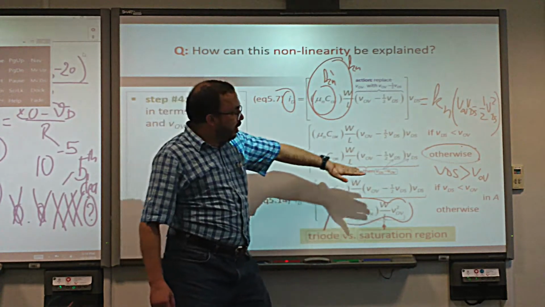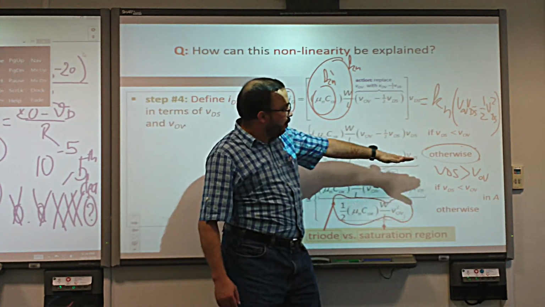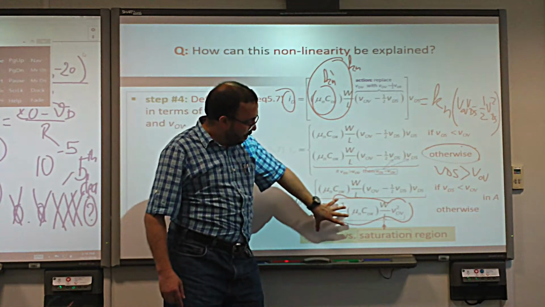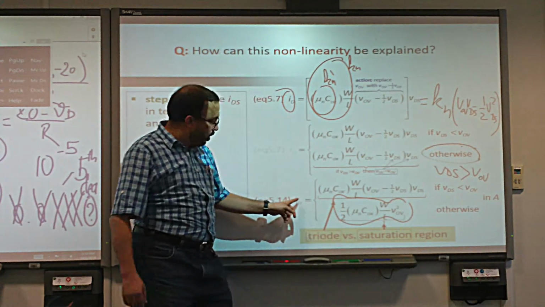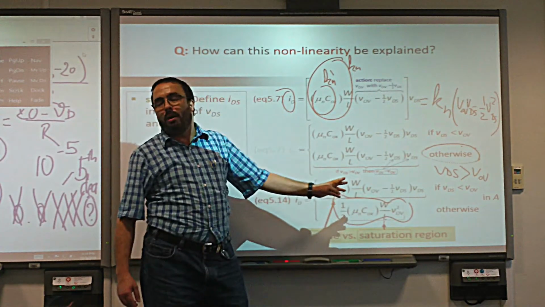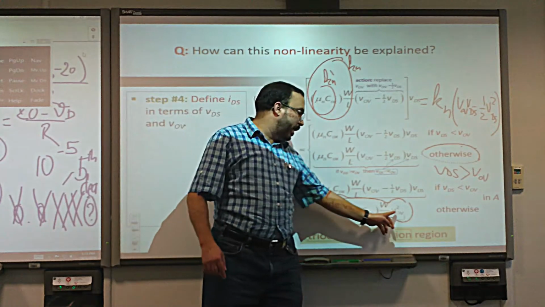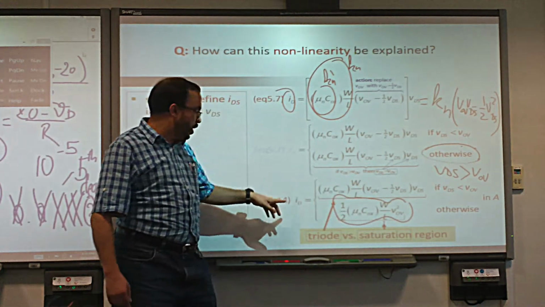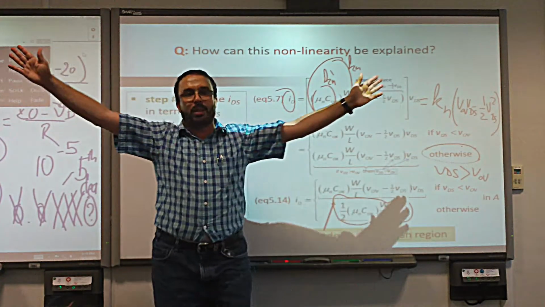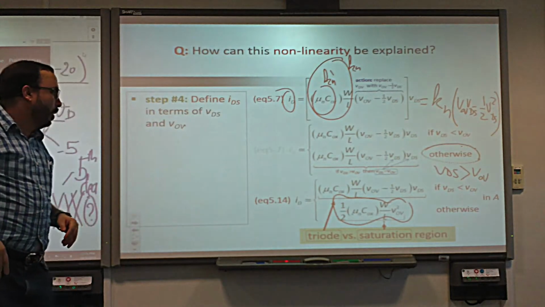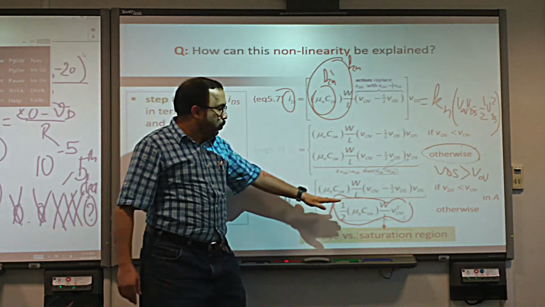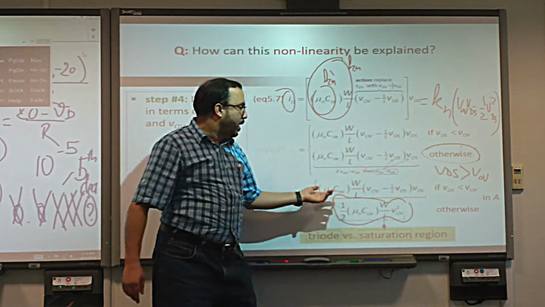We call the operation when VDS is above the overdrive the saturation region. Why do we call it the saturation region? Because the current ID, for that region, when VDS is above the overdrive, is independent of VDS. It depends only on the overdrive. It means there is no relationship between ID and VD. They are now disconnected. The current does not depend on VD. We'll talk about the consequences of this. But when VDS is less than the overdrive, this is the equation.